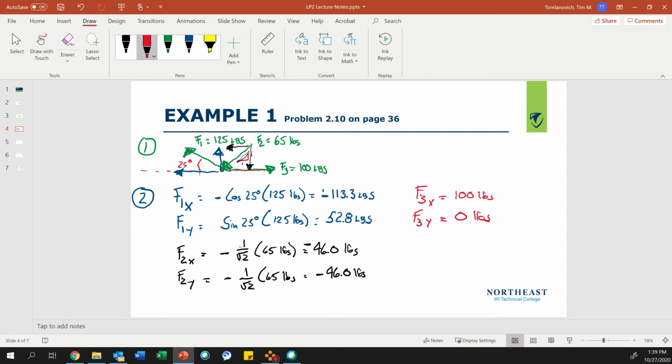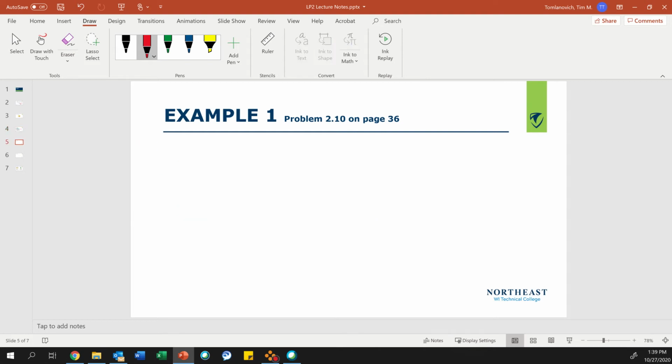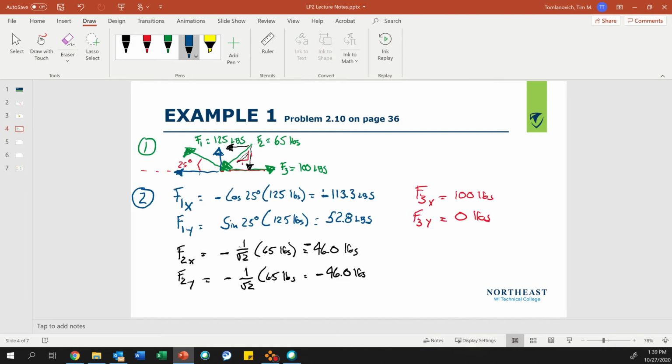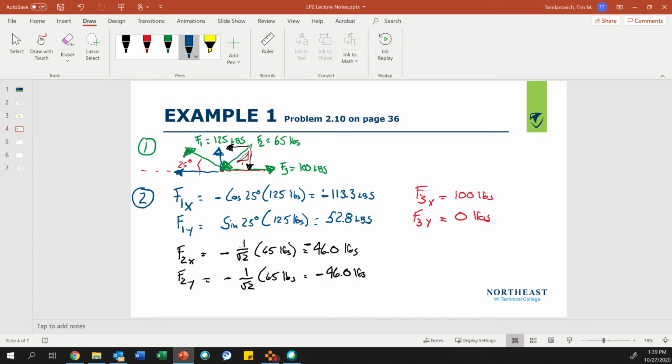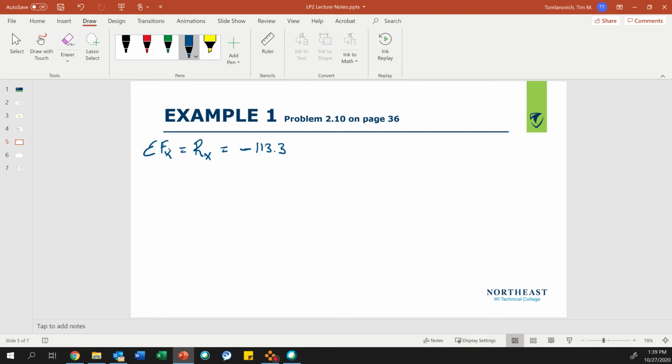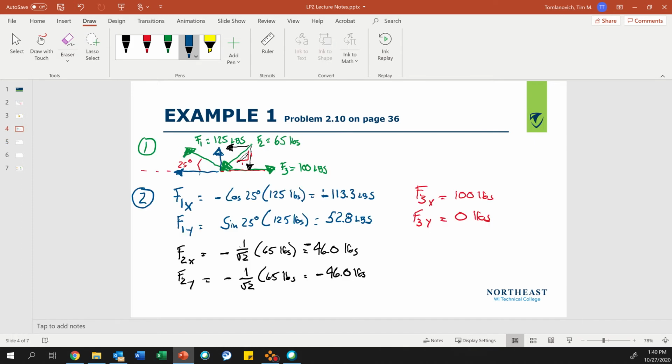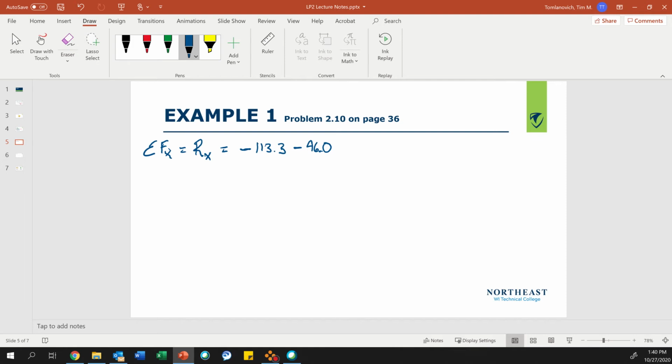Okay. Now, step 3, so I'll go to the next page, is I'm going to sum, okay, we'll use blue again, the sum of the forces in the x direction equals Rx, and that equals, so I'll go back and forth here. So we have a negative 113.3. Okay, F2x is a negative 46. So I'm going to add that, but I'm just subtracting it because of addition rules. Minus 46.0. F2x and F3 is a positive 100. So I'm summing these up. That's what my little sum sign looks like.